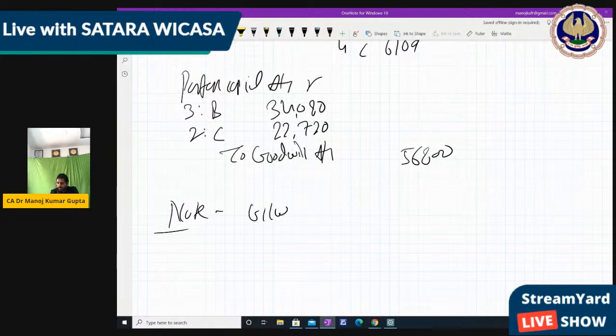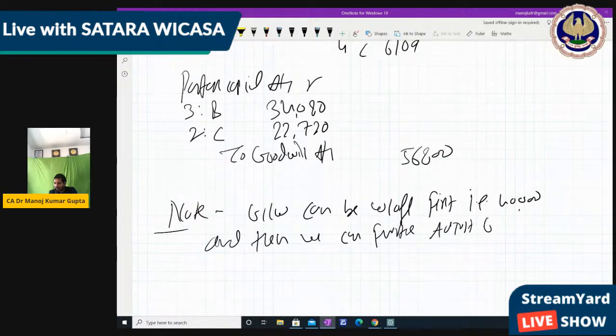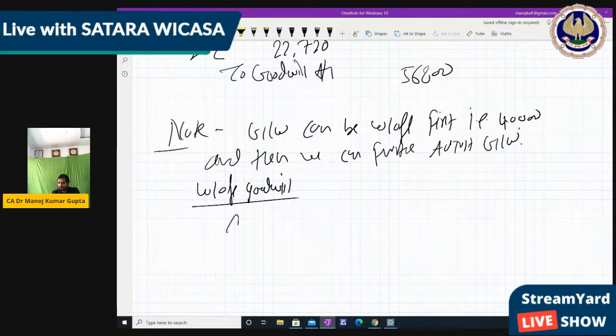Note: goodwill can be written off first, that is 40,000, and then we can further adjust goodwill. Then what is the treatment? Just for this information, we are showing the treatment which the book did. First we write off the goodwill. What goodwill do we write off? Only 40,000.